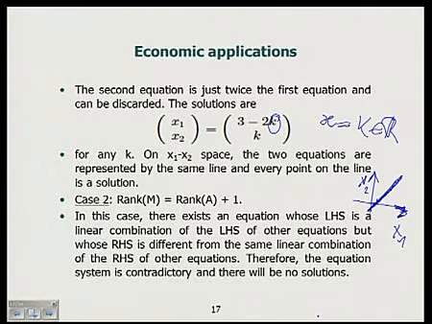Case 2, rank of the augmented matrix is equal to rank of A plus 1. In this case, there exists an equation whose left-hand side is a linear combination of the left-hand sides of the other equations, but whose right-hand side is different from the same linear combination of the right-hand sides of the other equations. Therefore, the equation system is contradictory and there will be no solutions.